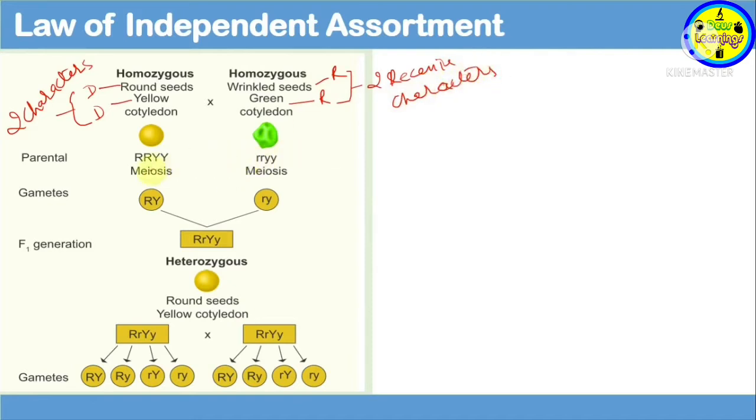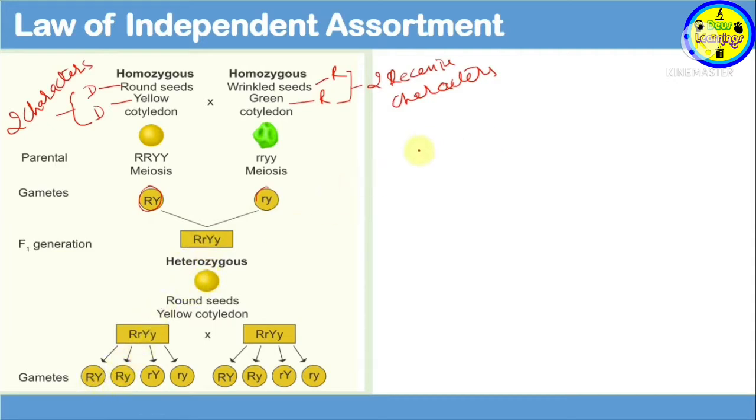So when they combine, for example, we are getting the homozygous dominant characters from parent 1 and the recessive characters from parent 2, and when the hybrid is formed, the hybrid will possess both the characters which come independently from one another. And when this hybrid forms gametes, there will be different combinations.